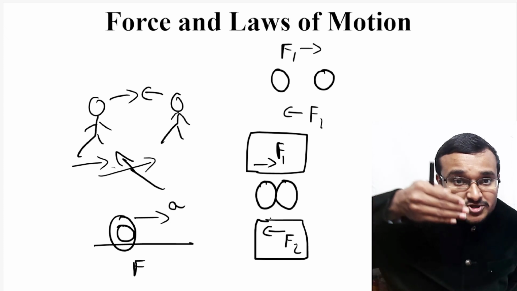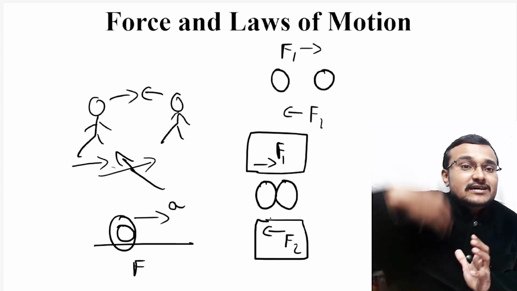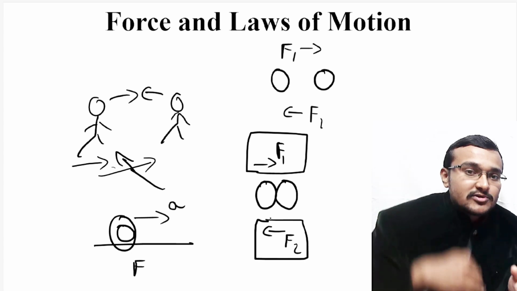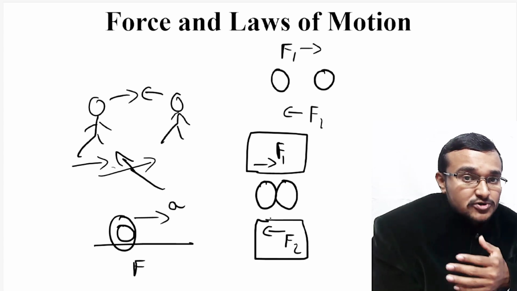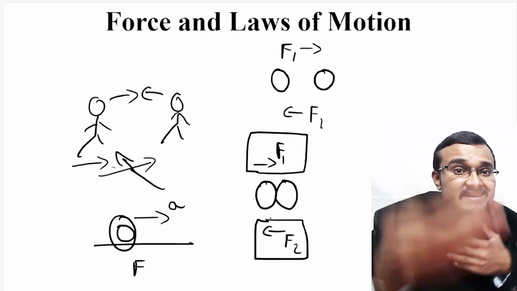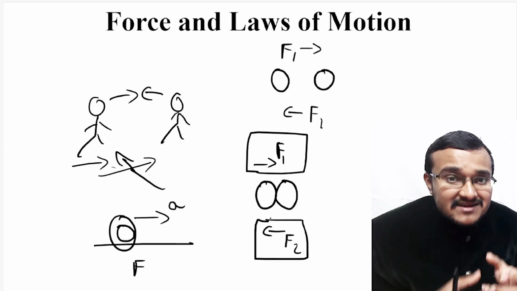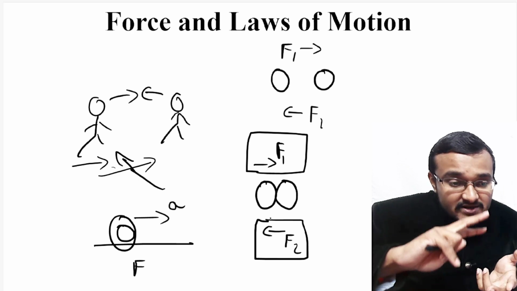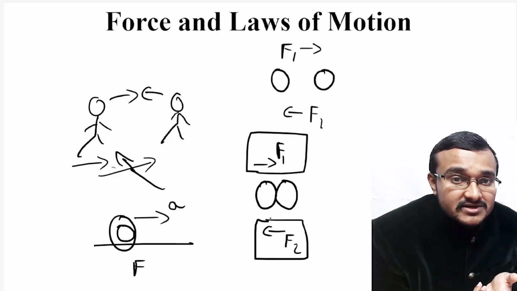That means the force applied by the first object is acting upon the second object, and the force applied by the second object is acting upon the first object. So that means forces are acting on different objects simultaneously, and they will be equal and opposite to each other.